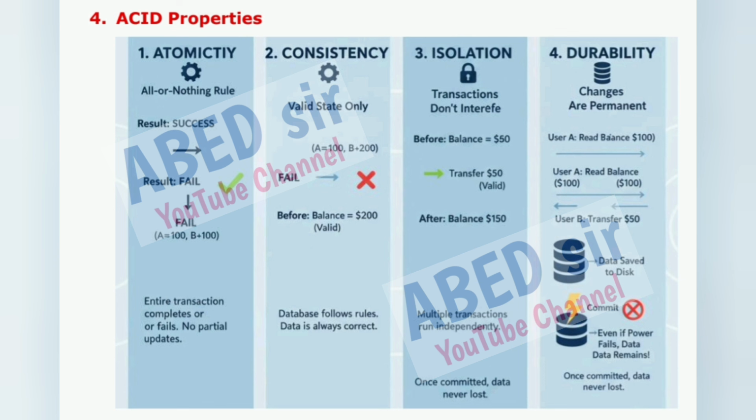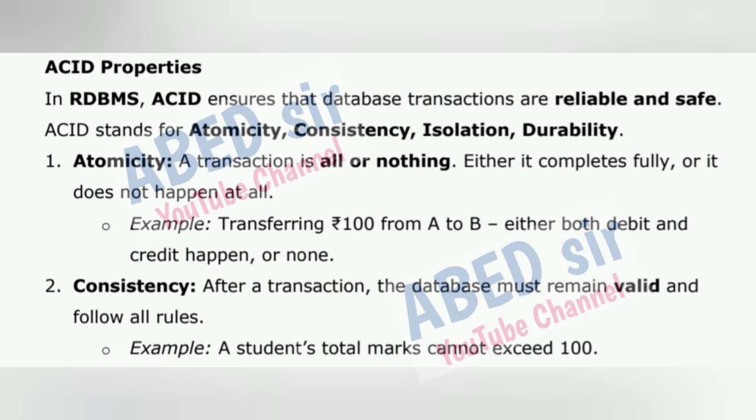ACID properties. In RDBMS, ACID ensures that database transactions are reliable and safe. ACID stands for atomicity, consistency, isolation, durability. 1. Atomicity. A transaction is all or nothing. Either it completes fully or it does not happen at all. Example, transferring 100 rupees from A to B, either both debit and credit happen or none.